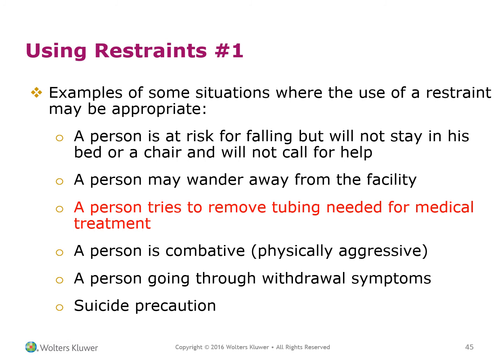Use of restraint may be used if a person may wander away from the facility. A restraint may be used if a person tries to remove tubing as needed for medical treatment. Maybe they'll be ordered a mitt in order to prevent them from pulling their tubing. If a person is combative and physically aggressive, they may use restraints. If a person is going through withdrawals and as a suicide precaution, they may use restraints.